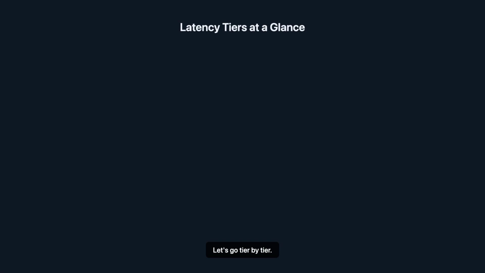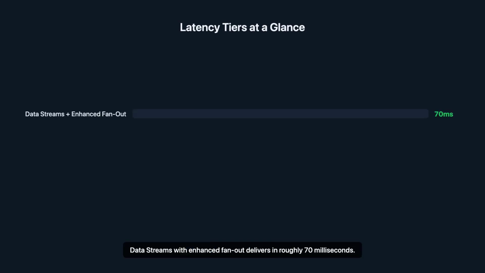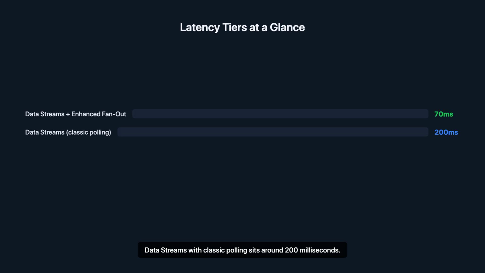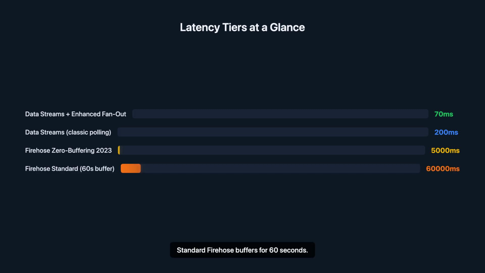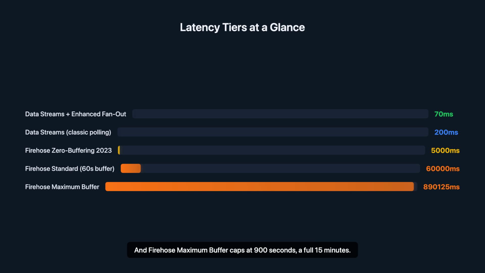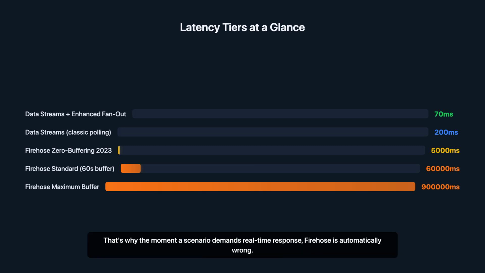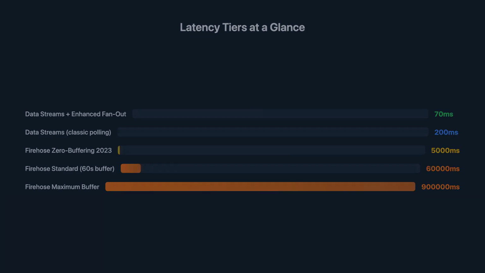Let's go tier by tier. Data streams with enhanced fan-out delivers in roughly 70 milliseconds. Data streams with classic polling sits around 200 milliseconds. Firehose zero buffering, 2023, lands at roughly 5 seconds. Standard Firehose buffers for 60 seconds. And Firehose maximum buffer caps at 900 seconds, a full 15 minutes. Notice the jump. Going from data streams to Firehose is not a small latency trade-off. It's orders of magnitude. That's why the moment a scenario demands real-time response, Firehose is automatically wrong.